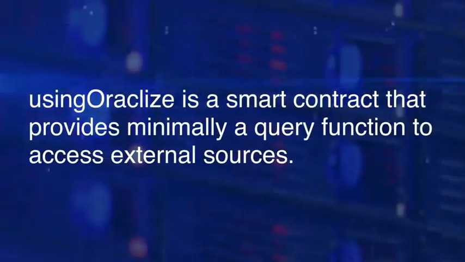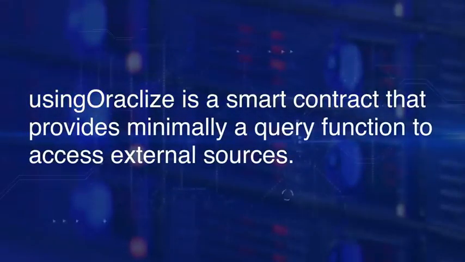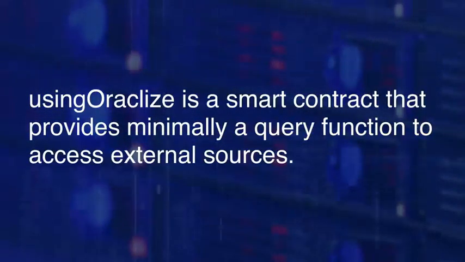How do we use the Oraclize service? usingOraclize is a smart contract that provides minimally a query function to access external resources. It not only fetches the data, but it also provides proofs and authentication about the sources if needed by the calling smart contract. The data requested is returned through a callback function since accessing the data and verification may take some time. We do not want the blockchain smart contract waiting on the results.